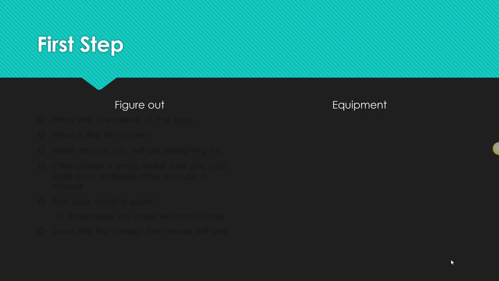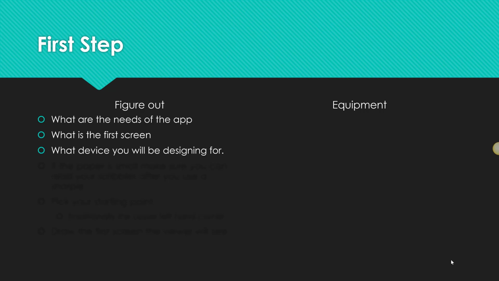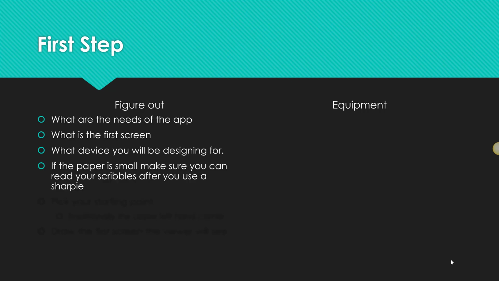So what's the first step? One, figure out what you need for the app. What is the first screen? What device will you be designing for? And what layout? Is it horizontal or vertical? Because that will change your box sizes. If the paper is small, make sure that you can read your scribbles after you've written them.